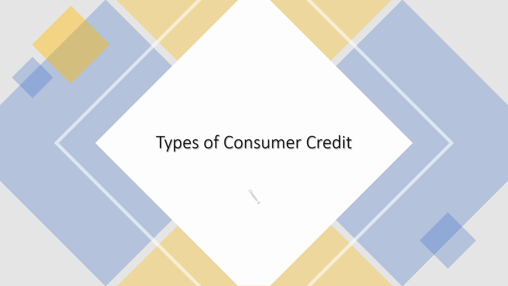Types of consumer credit. This is the end of chapter 6, your personal finance section of the chapter. So we're going to break this down into sections. Your book does the same thing, and we're going to do a lot of defining of terms. I'm going to actually take you to a website because I want you to see how some of it works. So the first thing we're going to take a look at is installment credit.